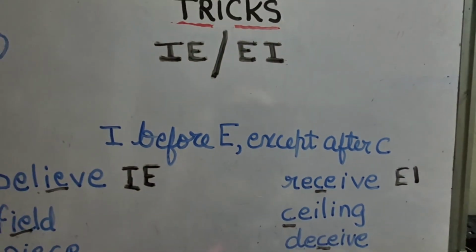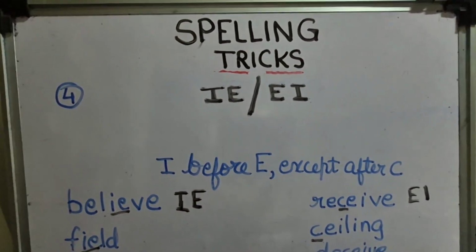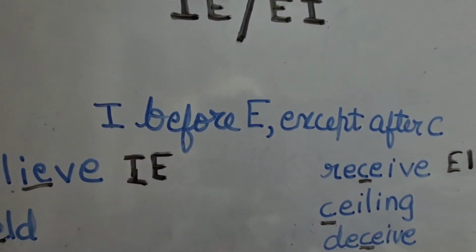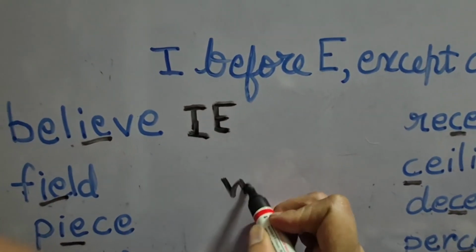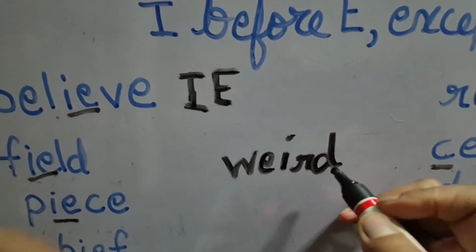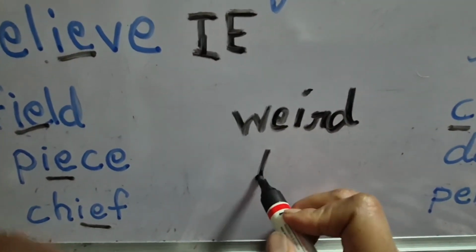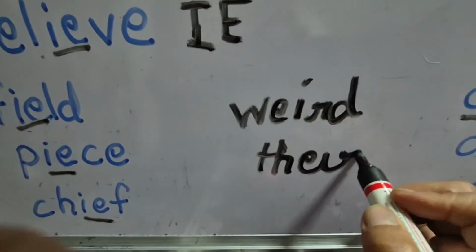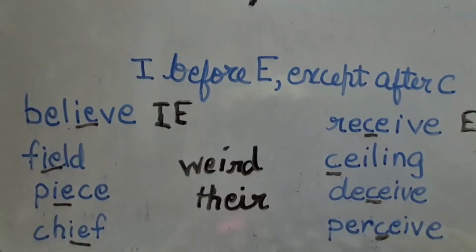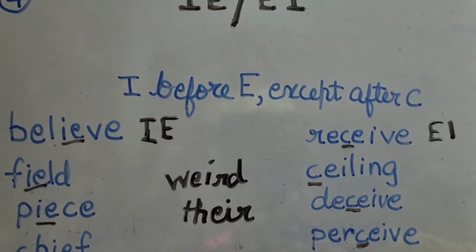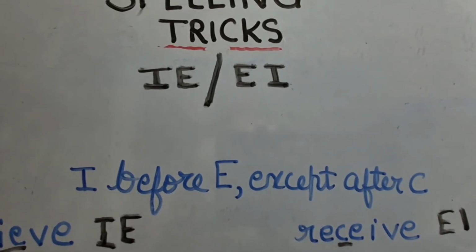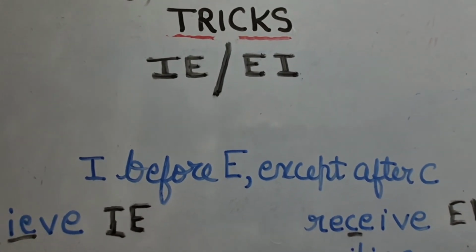One more thing, children. This trick works for many common words. But English has some exceptions. For example, the word is weird. WEIRD. Then there is one more word there. Okay. These words do not follow the rule. But don't worry, if you remember I before E except after C, you will spell many words correctly.